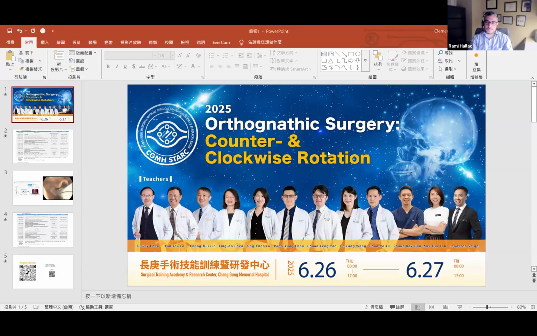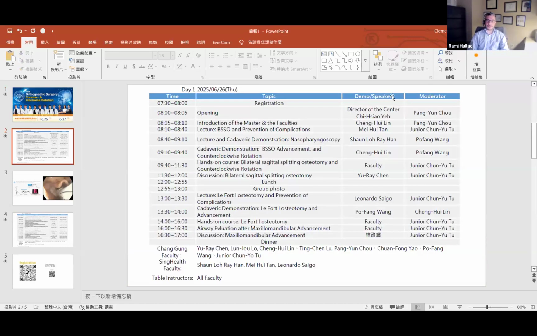In this month, June 26 and 27, Chang will organize an orthodontic surgery course. It involves cadaver dissection and includes lectures. The main theme is counterclockwise and clockwise rotation. During this course, we will share with you some fundamental things about osteotomies and also how to avoid complications.